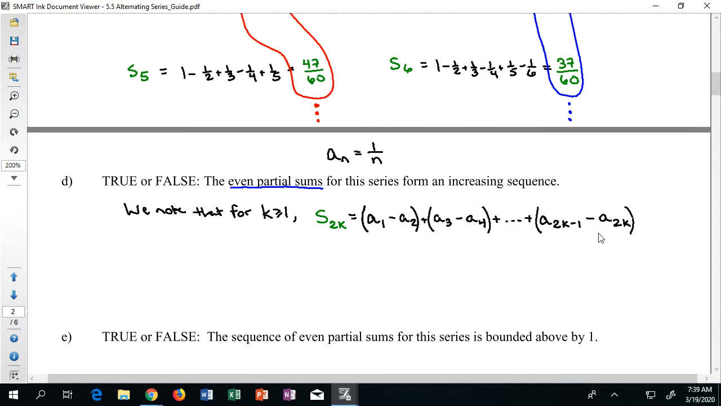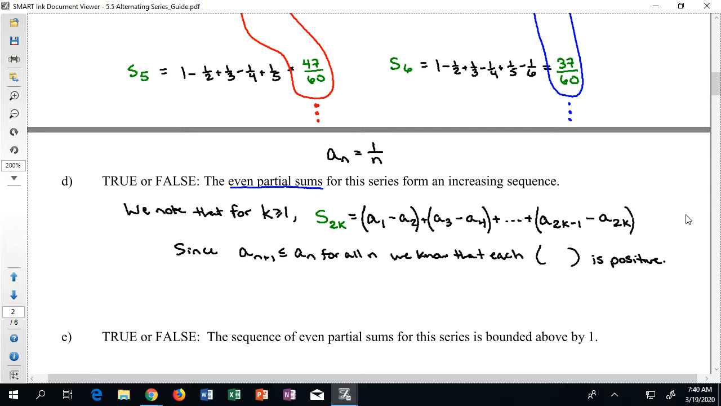And in fact, we can then say that since a sub n plus 1 is less than or equal to a sub n for all n, we know that each parenthesis is positive. So that would definitely mean that if I continued to add on more sets of parentheses, that green S sub 2k is going to continue to get larger the bigger I continue to make k.